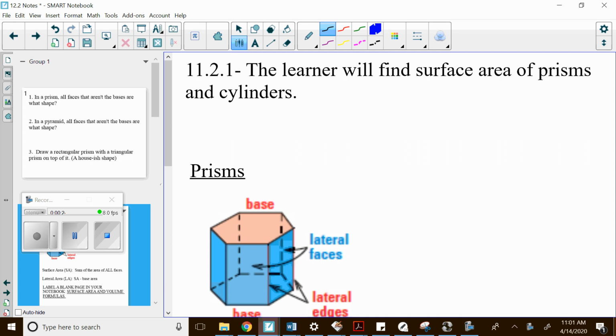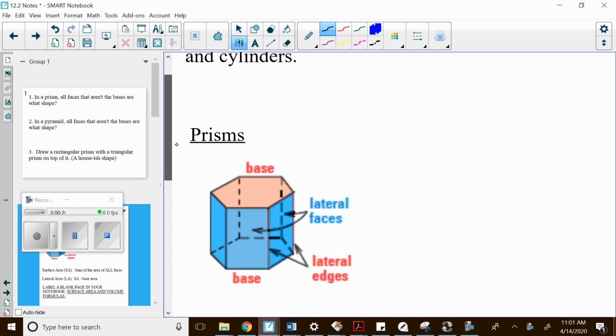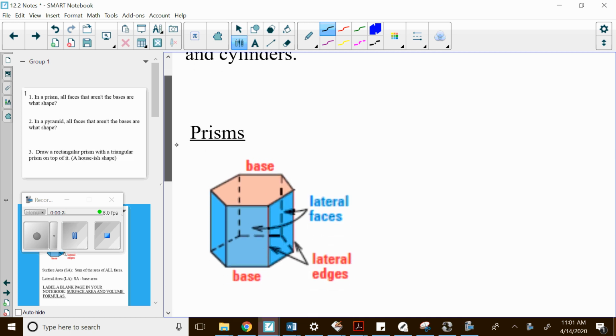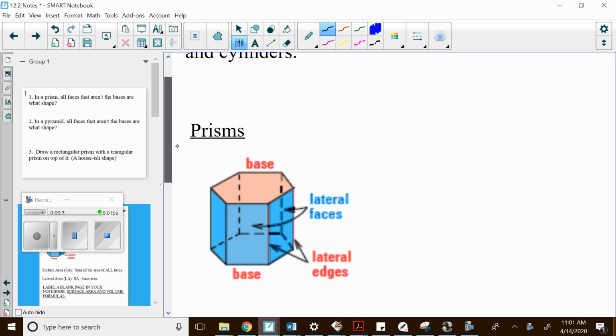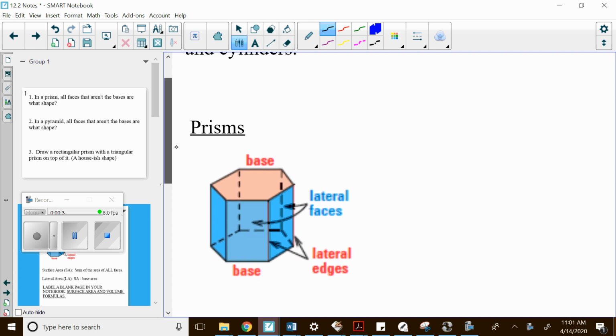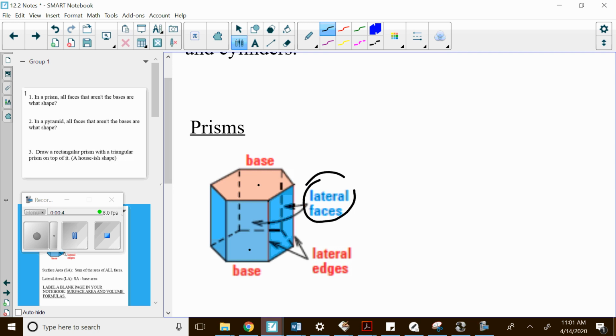First off, from last week, you remember that a prism has two bases, both the same shape, both congruent, both going to be parallel to each other, and then all the other faces are rectangles. And all the other faces, by the way, are called lateral faces. So you have base, base, and then six lateral faces around here as well. They're all rectangles, okay?